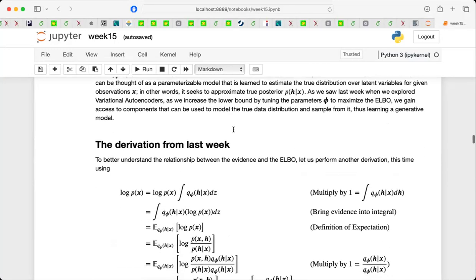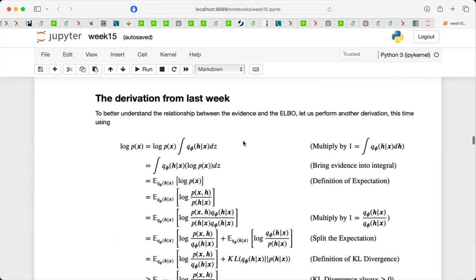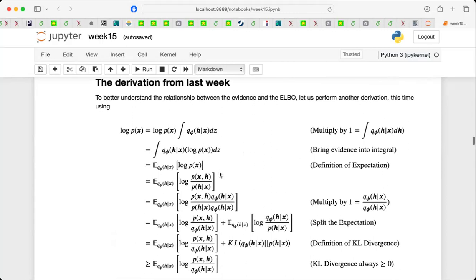So from last week, one of the things we did was when we looked at this log P of X, we simply multiplied this one by 1, because we're assuming that this probability is normalized. And since this is the integral here, actually this should be an integral over H. This is not Z, it should be H. This is a typo from my side. Let me just note that one. Okay, so this is an integral over H here.